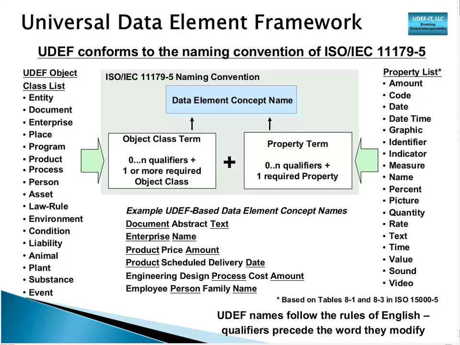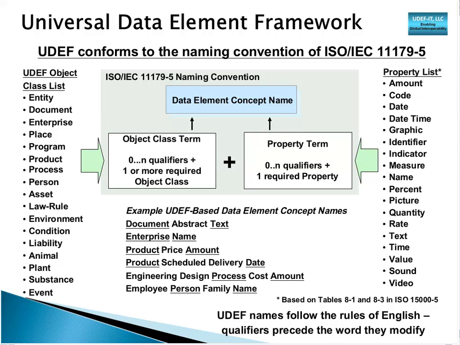The list on the left is the object class list, and that's universally applicable to any enterprise. Basically, you can take a given property and then associate it with an object that's relevant to the enterprise, and when you combine the two, object plus property plus the necessary qualifiers, using the UDEF approach, you end up with a grammatically correct expression, for instance, employee, person, family, name. That's a concept that is in the UDEF, and when you string those words together, you end up with a concept that hopefully anybody in the enterprise will understand, or even in another enterprise.